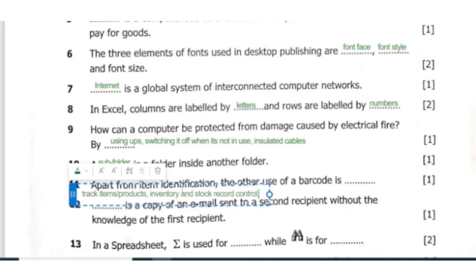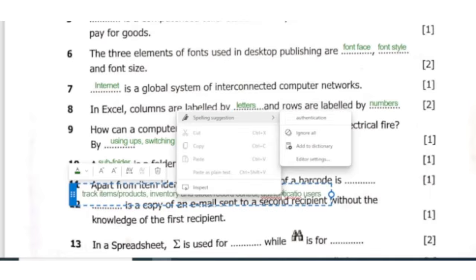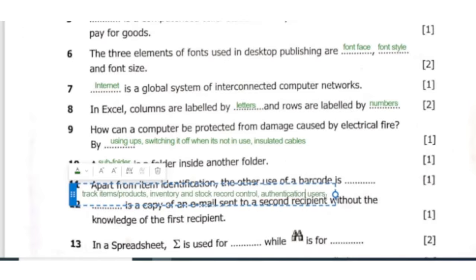Then the other thing, remember there are so many uses of a barcode, so I'll just sample three, then you can pick one from those. So the other one is we can say authentication of users. So you can use it for authentication of users. Okay, so mainly those are the three uses of barcodes. You can write any of those, I'm sure it's going to help.